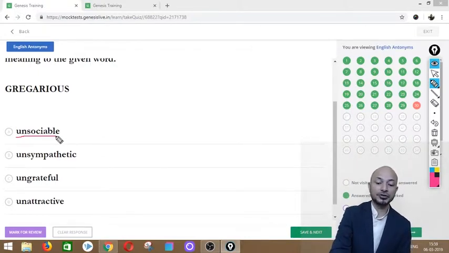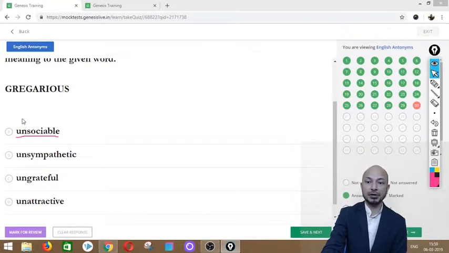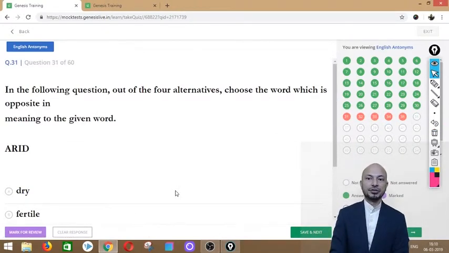Gregarious is a person who talks a lot, who is very social, who likes to be among people. Unsociable is someone who's just the opposite, who doesn't like to mix with people. So they are antonyms. We say option A. Click and say next.